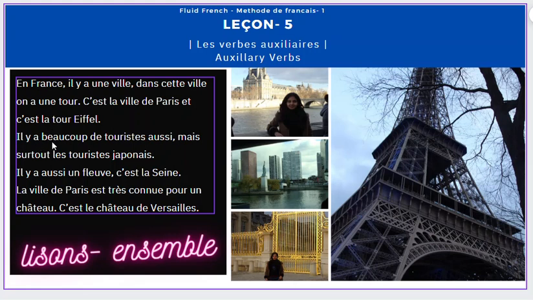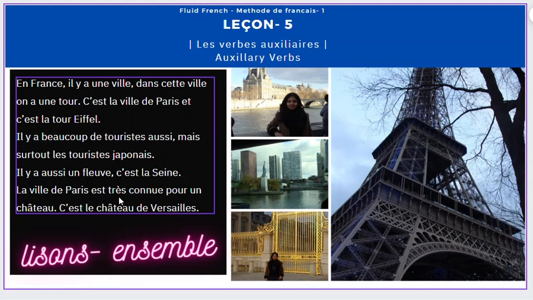Okay, il y a beaucoup de touristes aussi. There are a lot of tourists also, but especially Japanese tourists. Now this is just a made up sentence. Il y a aussi un fleuve. There is also a river. Now we are using indefinite because we are talking about a river in general. C'est la Seine. We are specifying which river, so we are using a definite article.